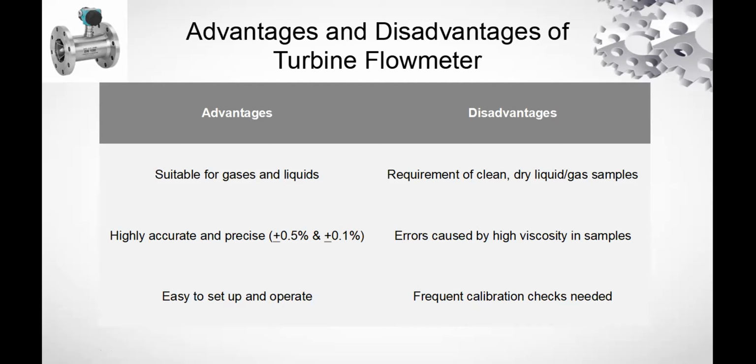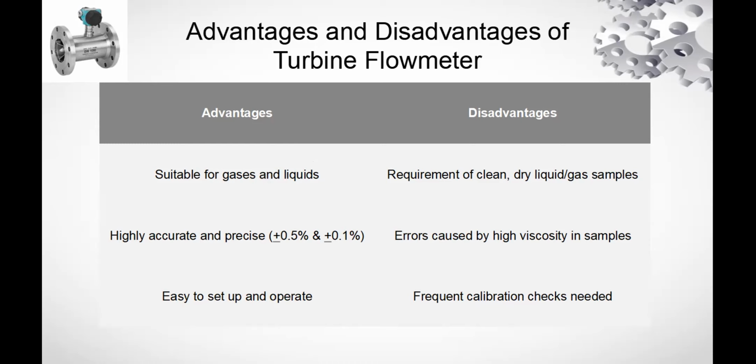I will make it short and simple. The first advantage is that it is suitable for gases and liquids. I think Azad already explained about it. Actually, there are two types of turbine flow meter: first the gas turbine flow meter, and next the liquid turbine flow meter. So this turbine flow meter is suitable for these two types of condition, which is gas and liquid.